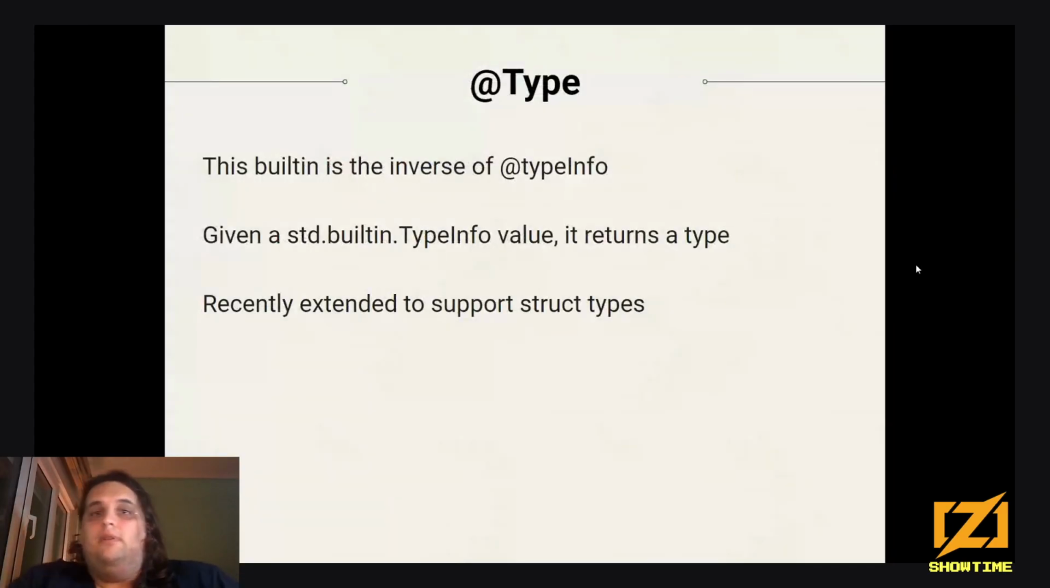So in addition to type info, we provide the type built-in, which is exactly the inverse operation. Given a type info value, type will construct a type and return it. This feature has been recently extended to support structured types, or just structures with fields and no declarations. But this opens up a lot of cool things you can do at compile time.